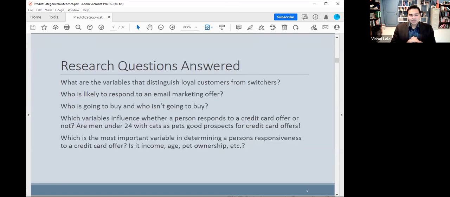The research questions you'd use logistic regression for include the following. How does one distinguish loyal customers for a grocery store from switchers? Identifying who is likely to respond to an email marketing offer. Identifying buyers and distinguishing them from non-buyers, or getting a sense of who will engage in a certain behavior. Specifically, which variables influence whether a person responds to a credit card offer or not? Is it that men under 24 with cats as pets are good prospects for credit card offers? And so on.